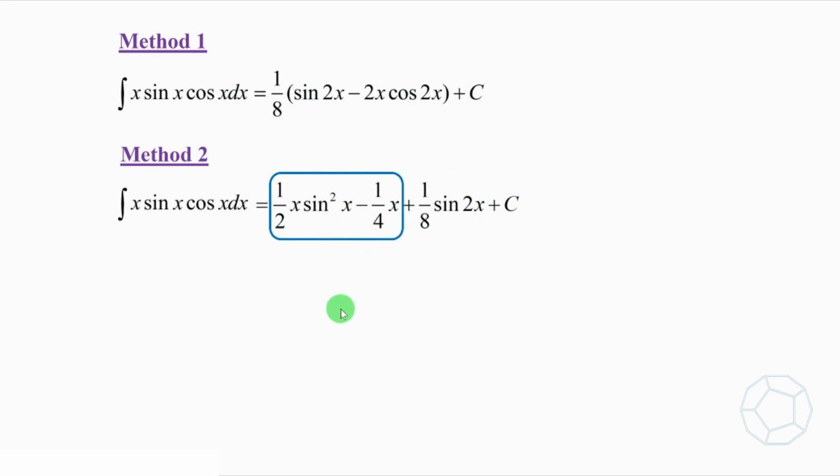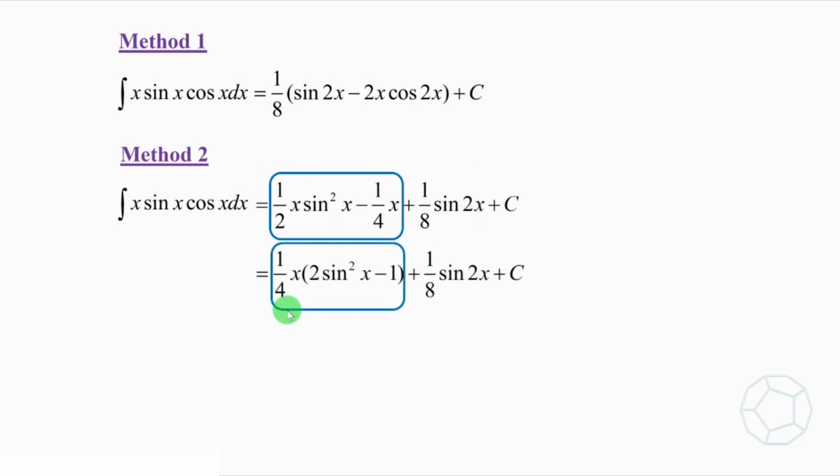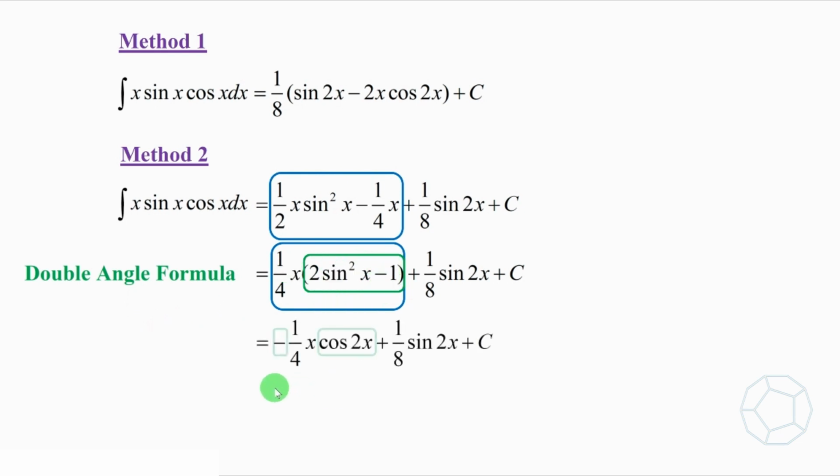We take out the common factor 1 over 4x. Inside the bracket, we have 2 sine square x minus 1. Indeed, this term can be simplified. Again, we make use of the double angle formula. This bracket is equal to negative cosine 2x.